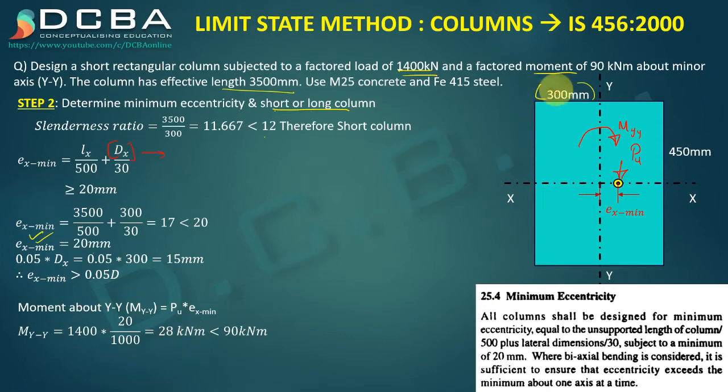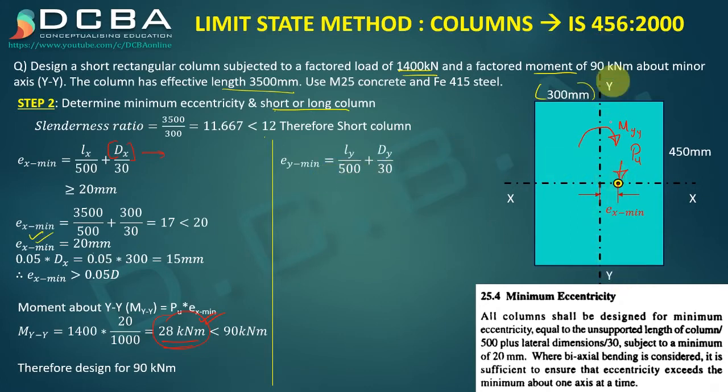But already it is given that our column is subjected to a factored moment of 90 kilonewton meter in that same direction. So there is no need to even consider this 28 kilonewton meter, because we are already designing for 90 kilonewton meters, correct? If this moment due to eccentricity had been greater than this factored moment, then definitely we would have to consider it. Alright. So since this is less than 90, we will be designing for 90 kilonewton meter only. So we checked the minimum eccentricity along x direction. Now we will have to check minimum eccentricity along y direction.